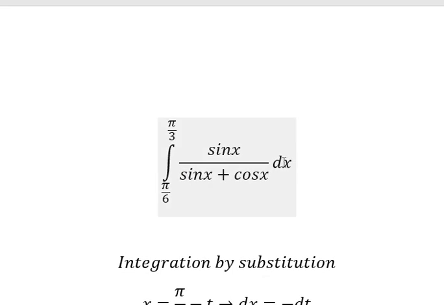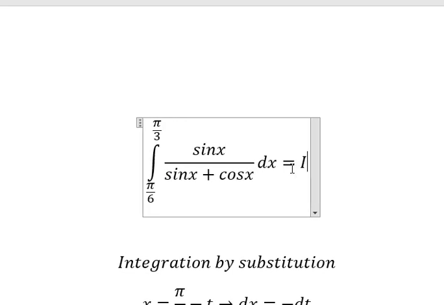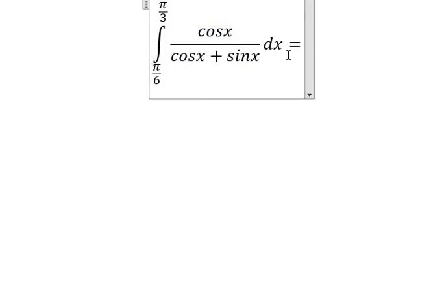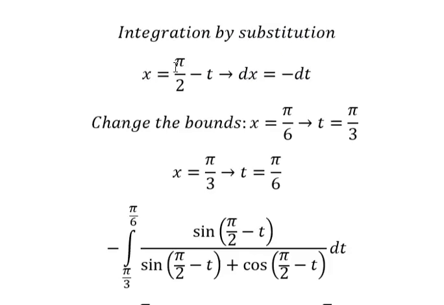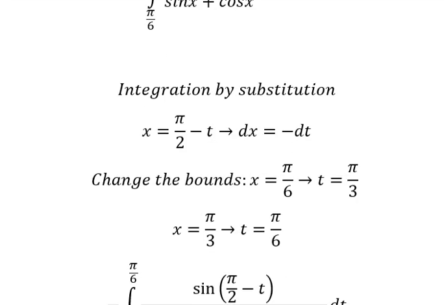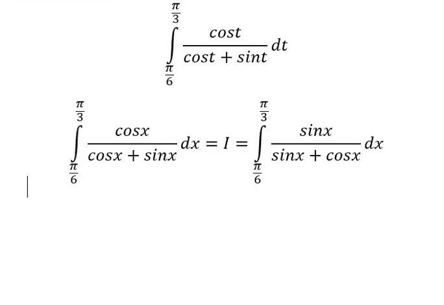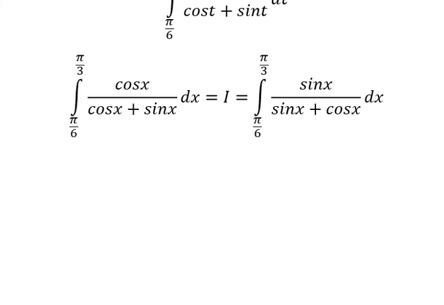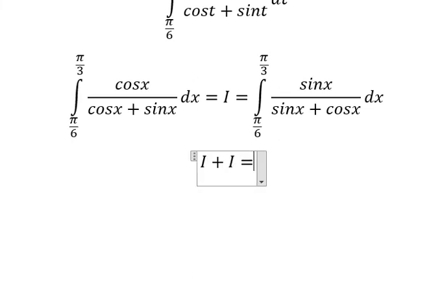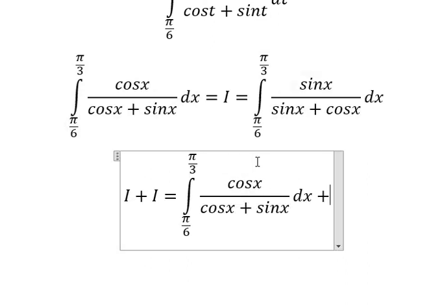And we know that this one we can put equal to capital I. We can put it as capital I because both of them are the same. Now we have I plus I equals this one plus this one.